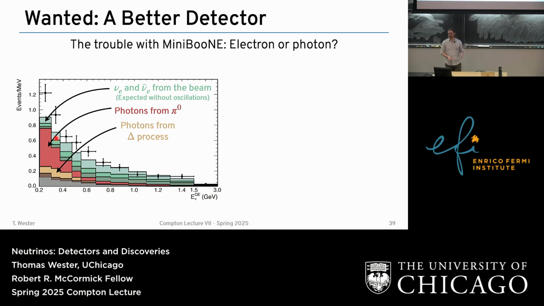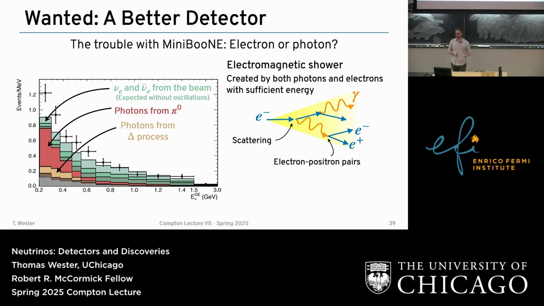So in red in particular, this is the pi 0. And the pi 0, when it decays, produces 2 photons. And then there's also in yellow something I'm calling the delta process. It also produces photons. And why this matters is because photons and electrons look the same in these experiments. So to understand why, we have to look at what happens at a very small scale when an electron interacts in the detector. It does something called an electromagnetic shower. And there are different processes involved in this, but basically as the electron travels through the detector, it can scatter.